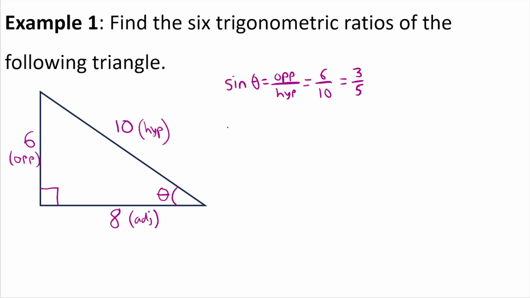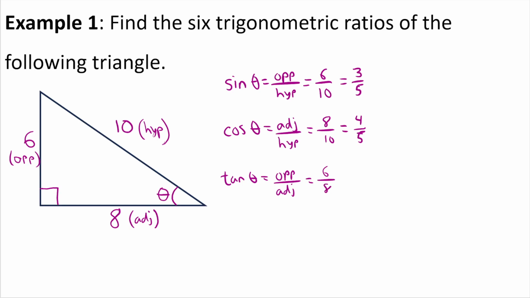And then cosine of theta, which is adjacent over hypotenuse, is 8 over 10, or 4/5. When you're writing your 6 trig ratios, make sure you write them in reduced form. Tangent of theta is equal to opposite over adjacent, which is 6 over 8, or 3/4.